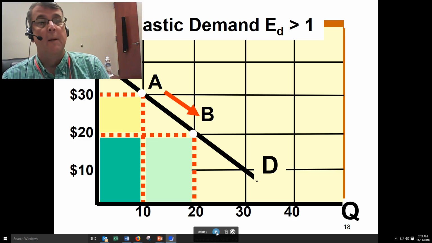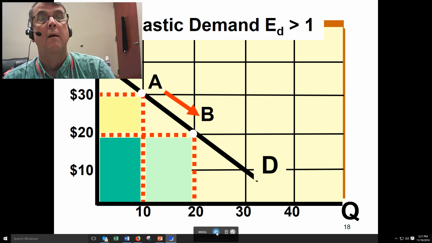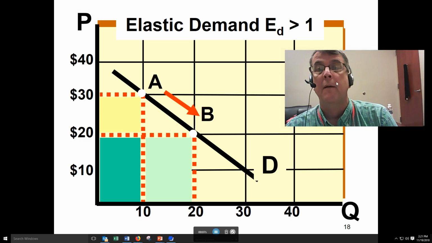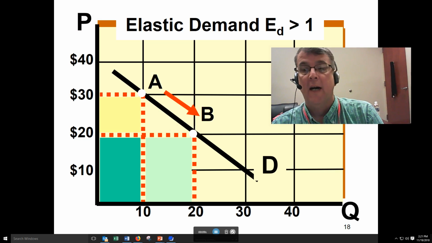Okay, welcome to Chapter 5. Here we're going to work on the math of calculating the price elasticity of demand. As you can see here, this is from your PowerPoints in the book example, and it's calculating the price elasticity of demand over this demand curve.